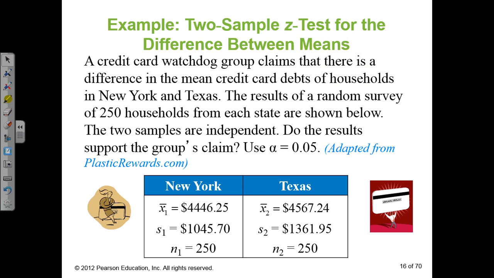So let's look at an example. A credit card watchdog group claims that there is a difference in the mean credit card debts between households in New York and Texas. Now notice, they're only testing that there is a difference between them. They're not saying one is greater than the other. So our alternative hypothesis is just going to be that the two means are different. Here's our summarized sample data that was taken, and these two samples are independent.